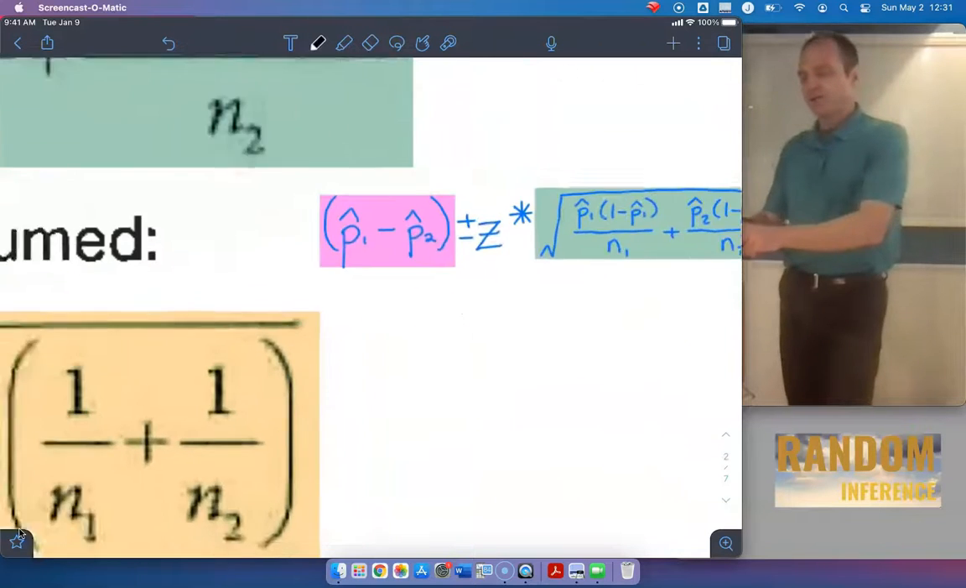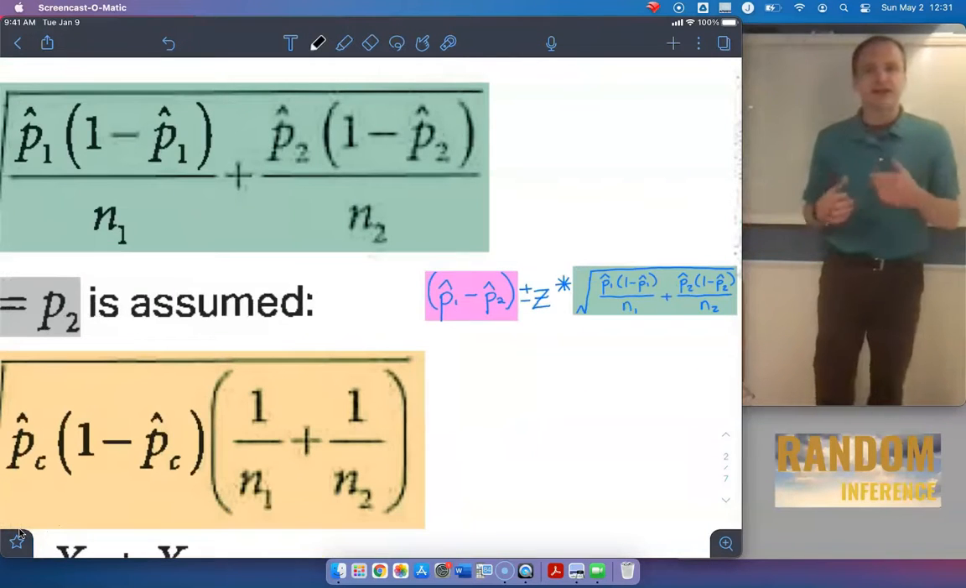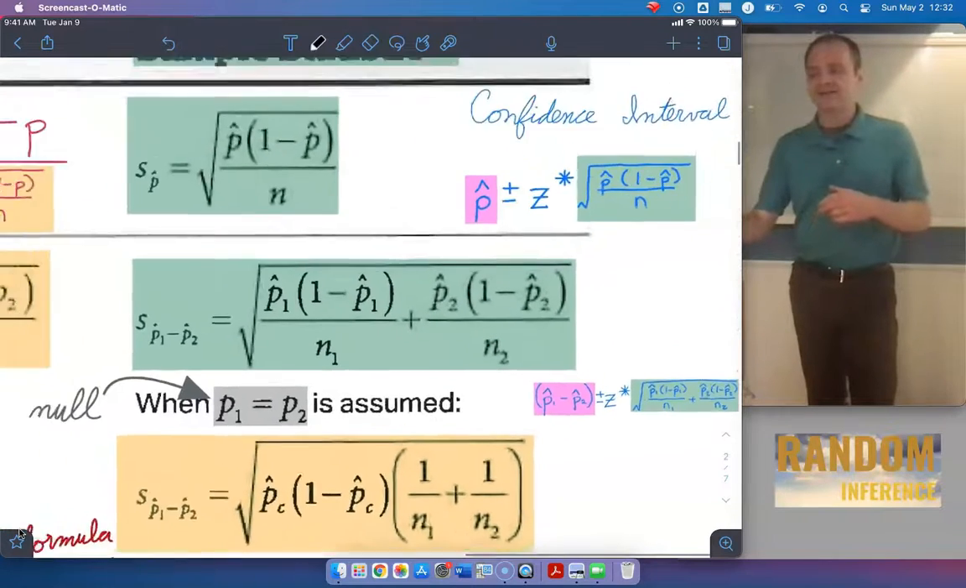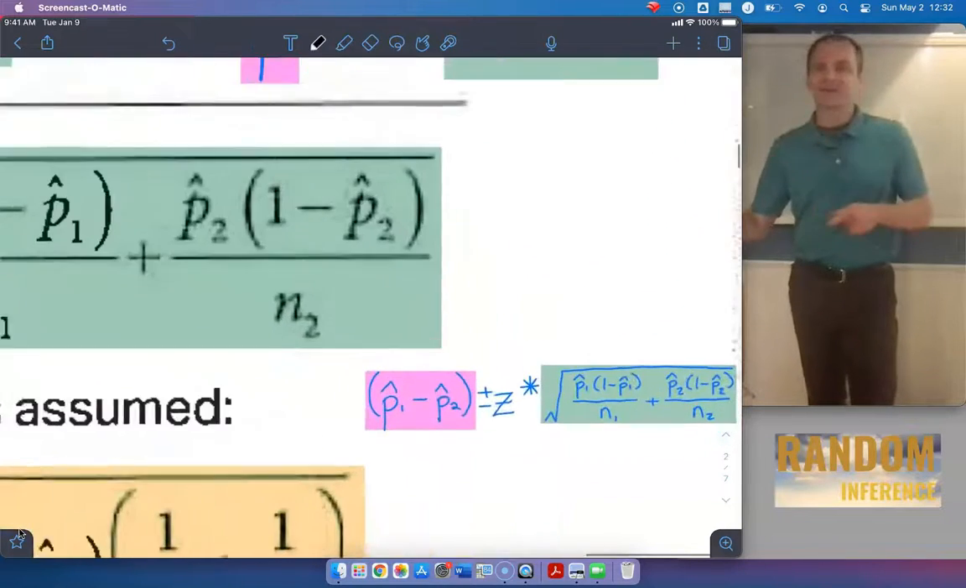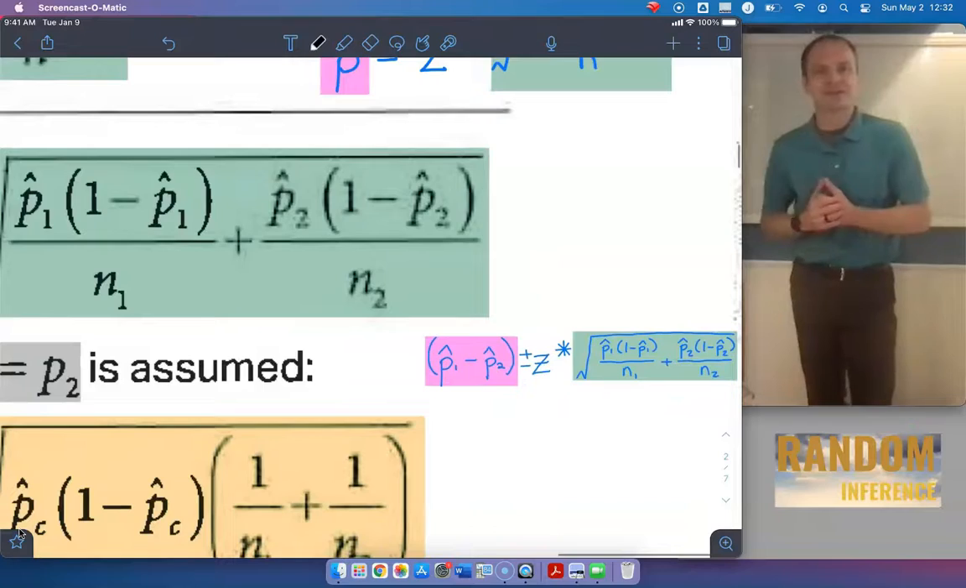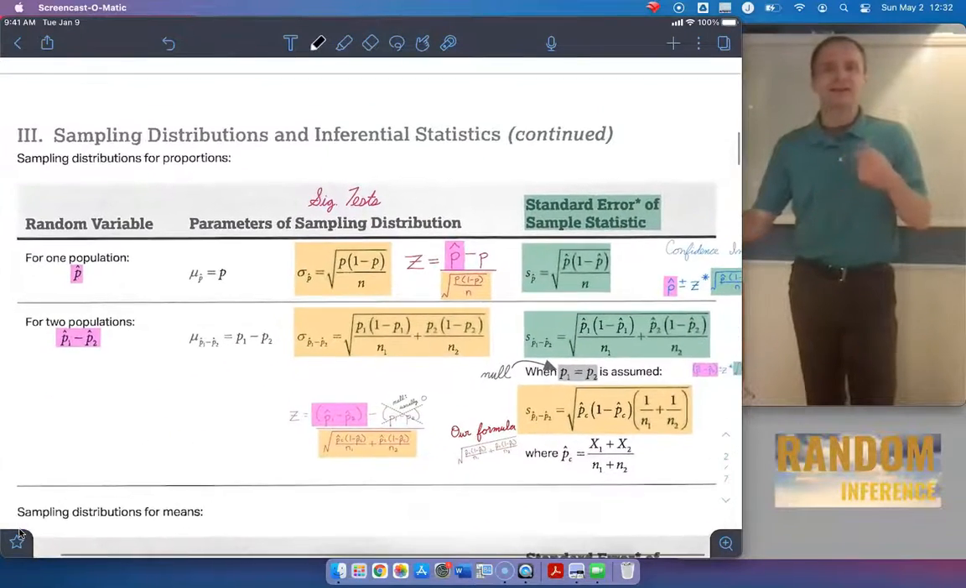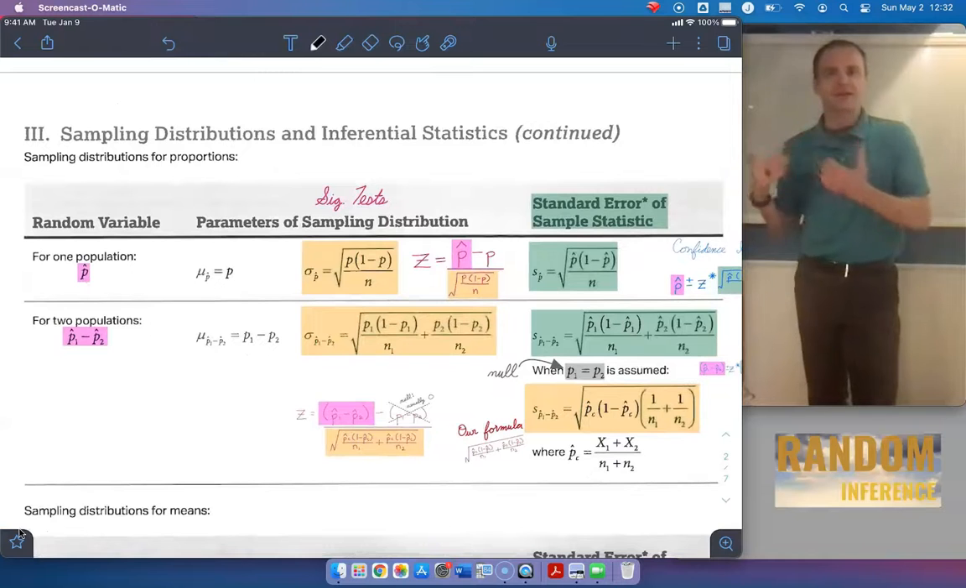So here's the structure. It's the difference p hat 1 minus p hat 2 plus or minus your critical value. Look at that, Z star, just like it says right up here. Weird. And then your standard error of the statistic formula. So that's with proportions. And the main thing I want you to get is what's your statistic. You can see them highlighted in pink.